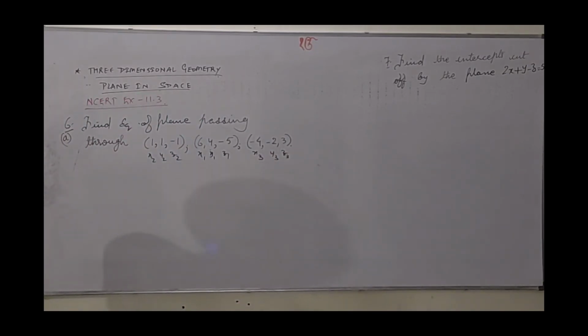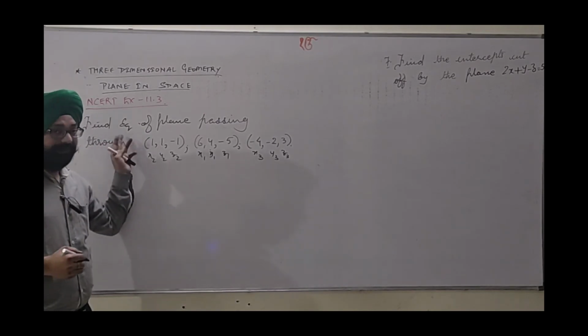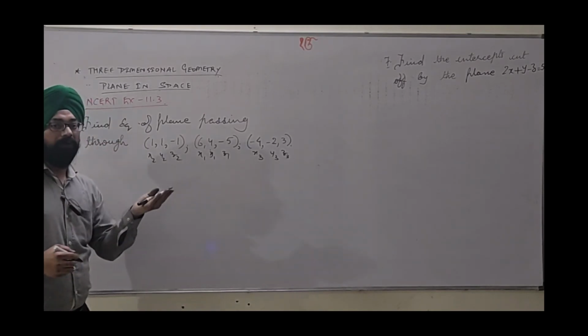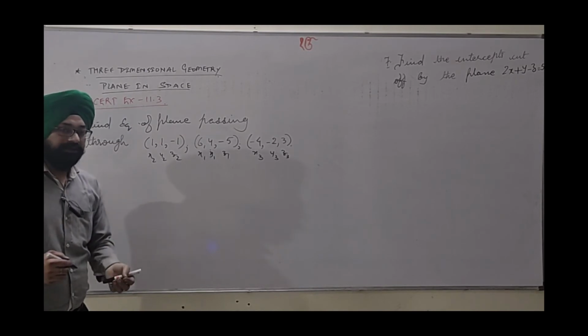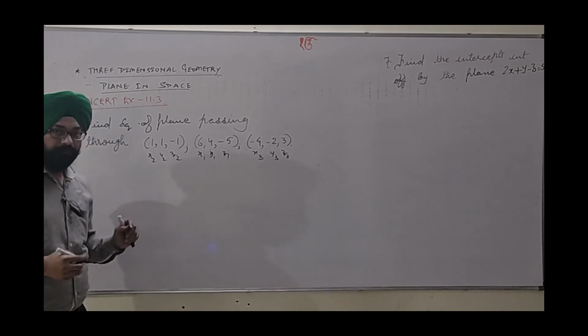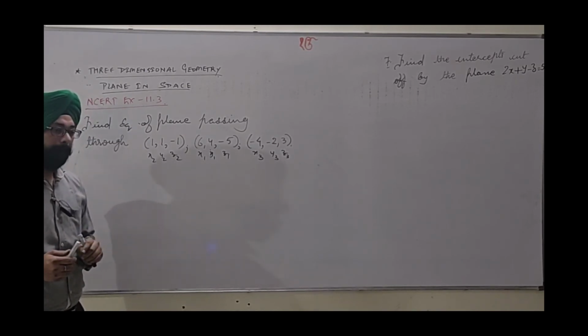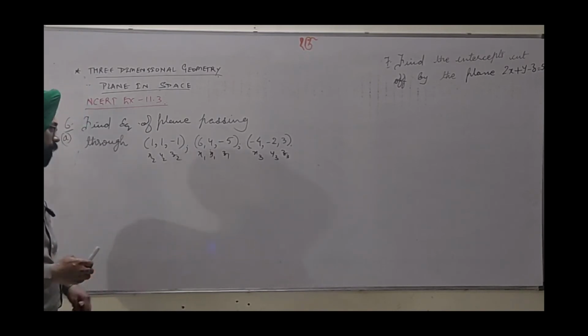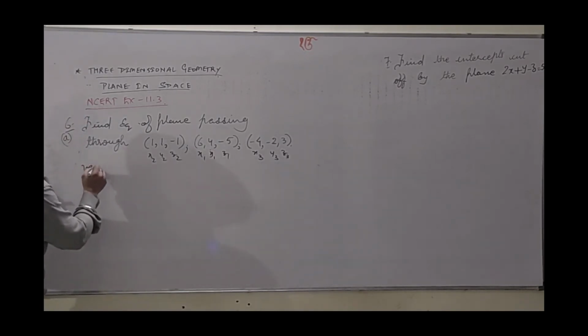One more important thing, we are not given anything mentioned here about whether vector form or Cartesian form. So I will show you both. First, let's find out the vector form. For vector form, what do we require?